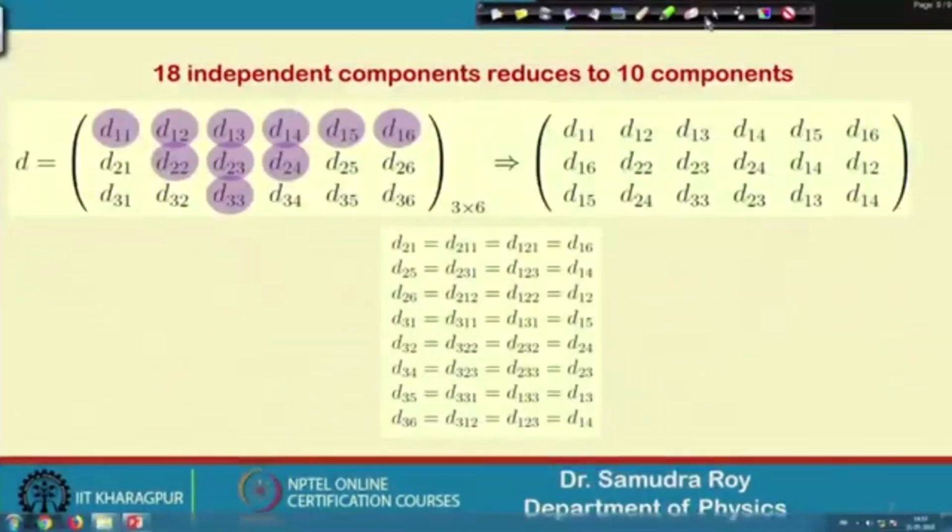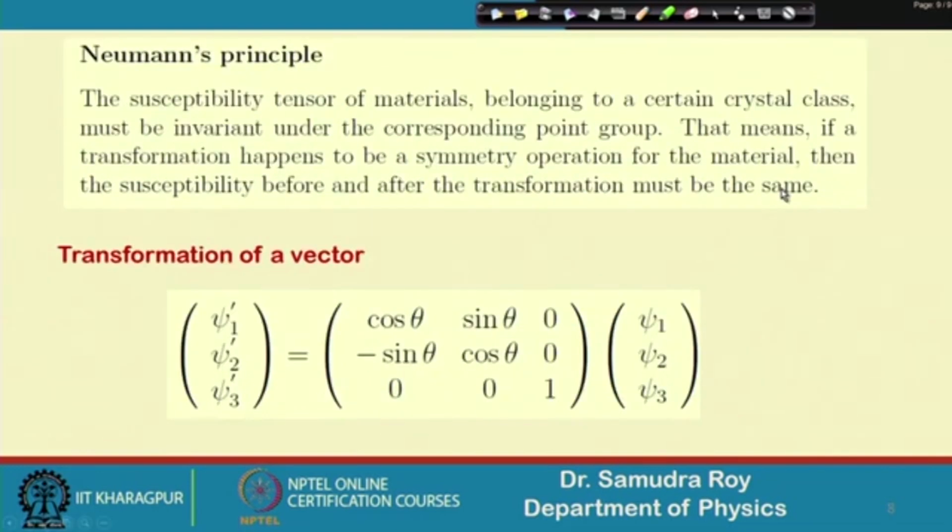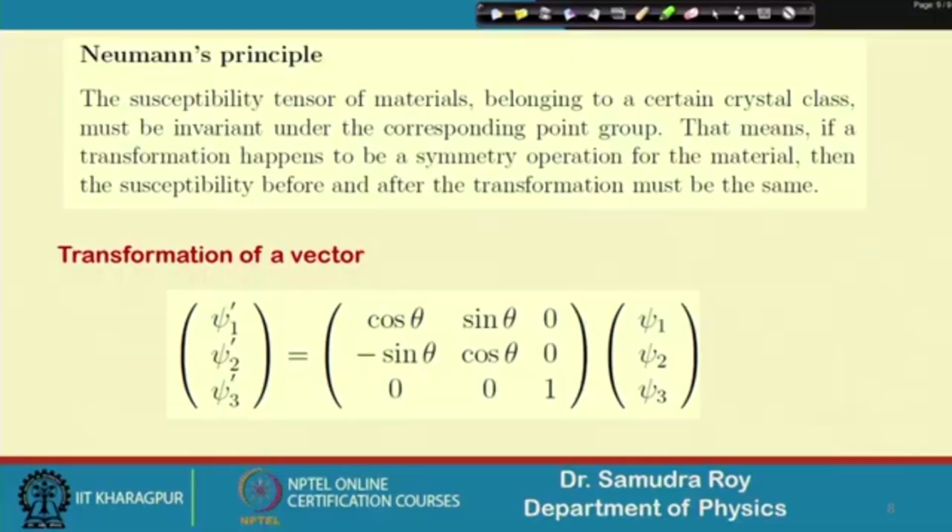So, after having the knowledge of the D matrix, next it is time to find out what the value of this D matrix should be. Now, how do we find out the independent values, or the coefficients, of the D matrix? In order to understand that, we need to know about Neumann's principle.